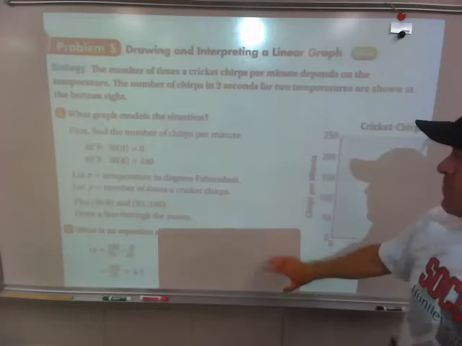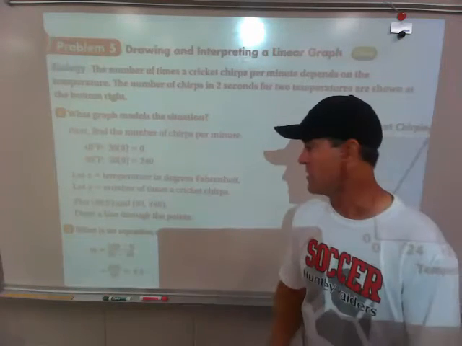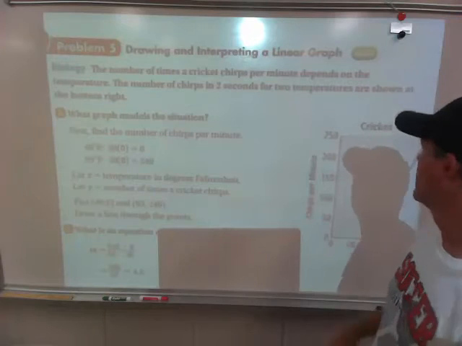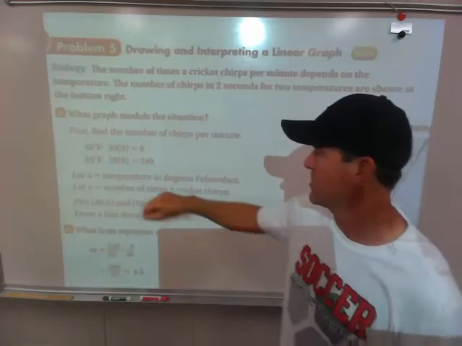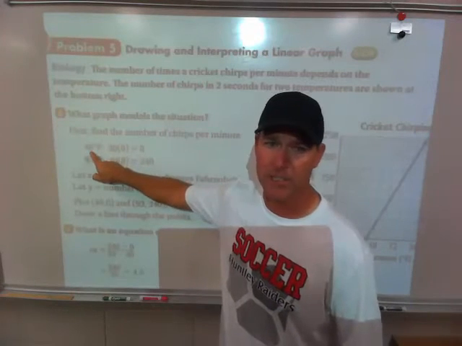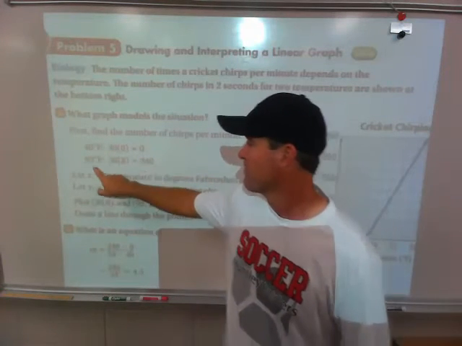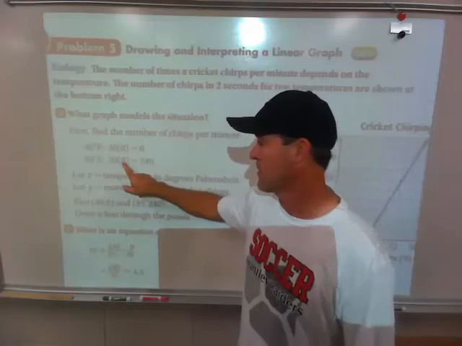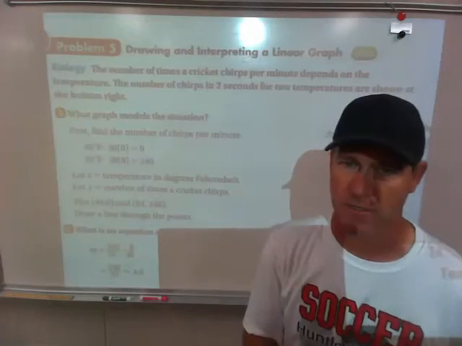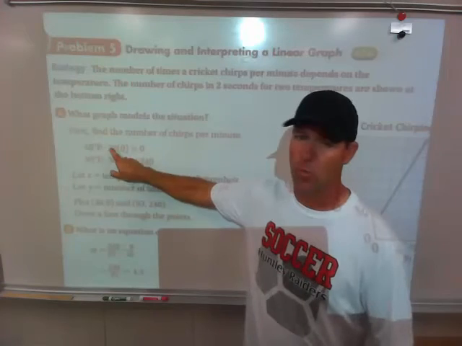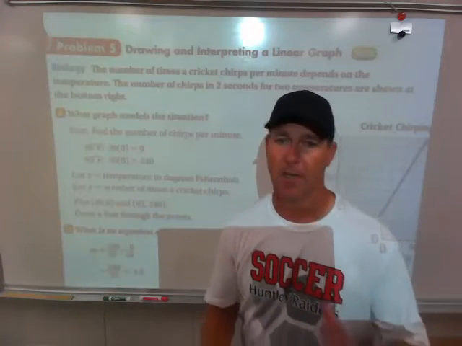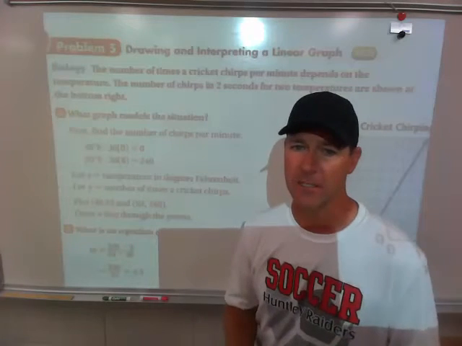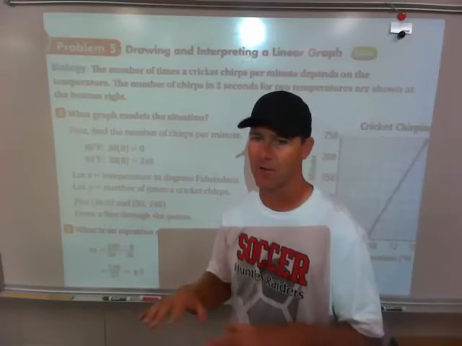So we've got information down here that shows us the number of chirps in every 2 seconds. And that information is at 40 degrees, there were 0 chirps, and at 93 degrees, there were 8 chirps. Now remember, that's in 2 seconds. So why the 30 then? Well, 2 seconds times 30 gives us 60 seconds. You and me, that's a whole minute. So that helps us take care of the graphing part of it.